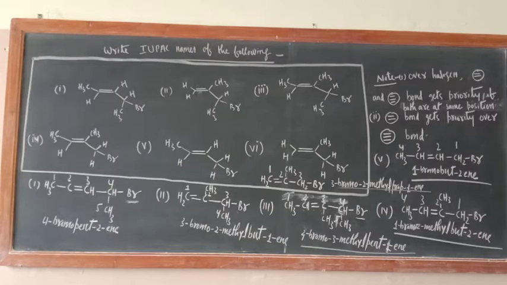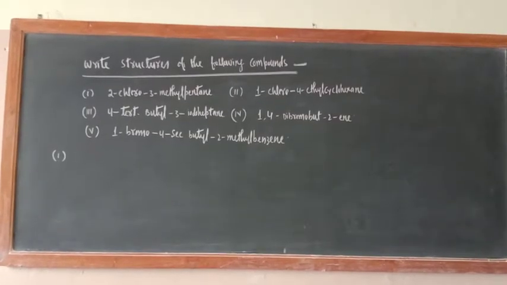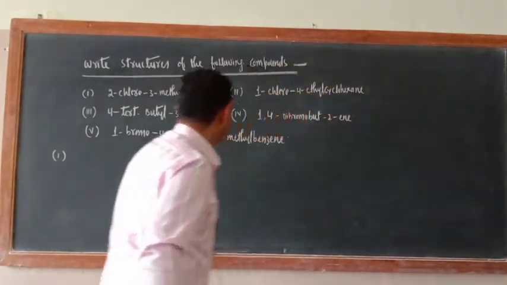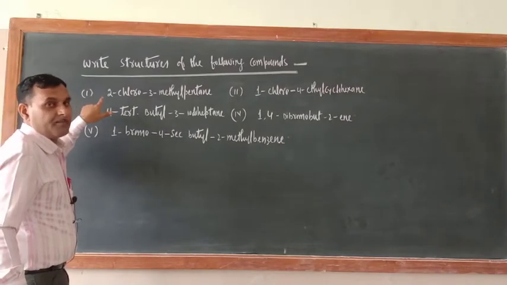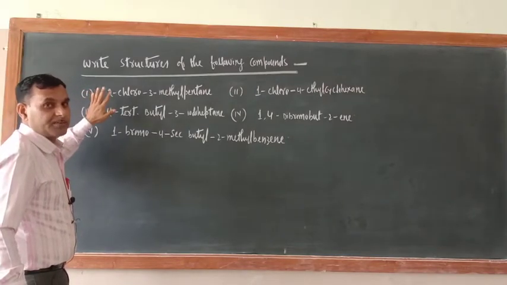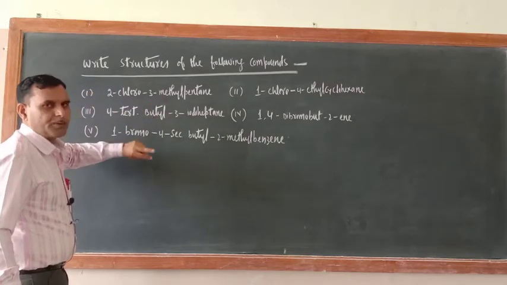Now write the structural formula. So we'll write that one. Write structure of the following compound. Okay, so just see. In earlier case what was there? IUPAC name was not given. Structure was given. You have written there the IUPAC name. Here IUPAC name is given, you have to write their structure.